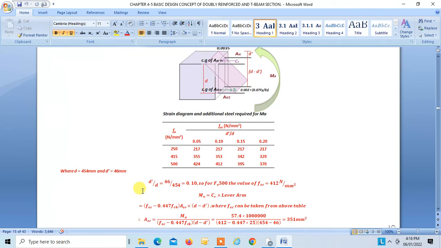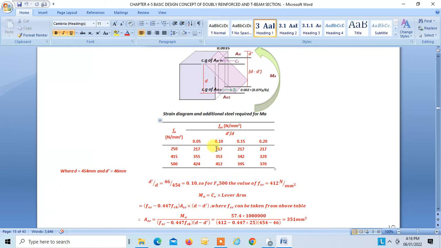First of all, we will need to find FSC. D dash we have found is 46, and D we know is 454. So 46 by 454 is 0.1. For this, with another grade of steel, 500, FSC is 412. This is what we get from this table.